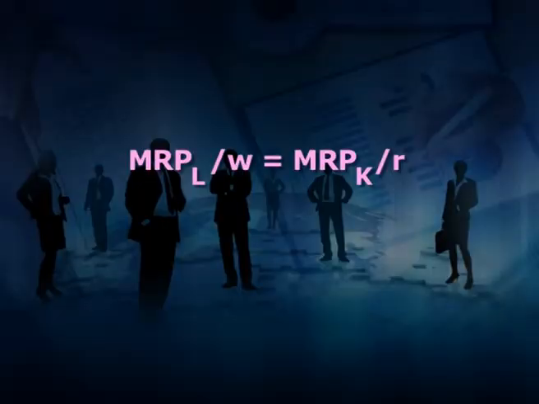The demand for labor by a firm in the long run can be explained by assuming only two factors, namely labor and capital, are used. The firm purchases two factors until the ratio of marginal revenue products of labor, which is MRPL, divided by wage is equal to the ratio of marginal revenue product of capital, MRPK, divided by interest rate, that is MRPL divided by small w is equal to MRPK divided by R.